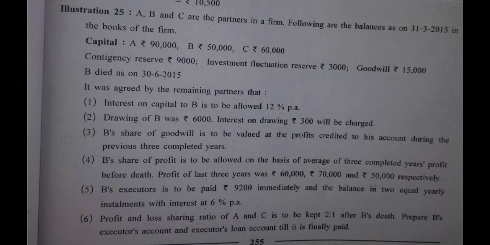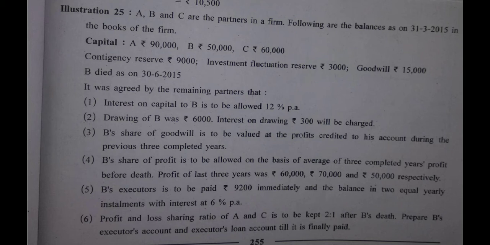B died as on 30/6/15. Understand? The accounting year is 1/4/15 to 31st March 2016. The first thing that should be clear in your mind.